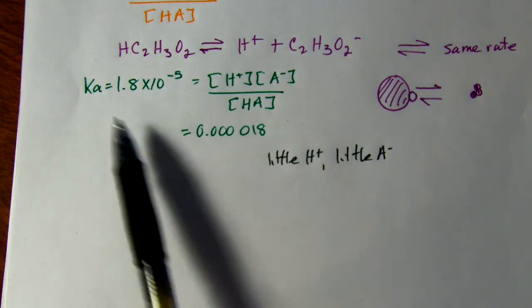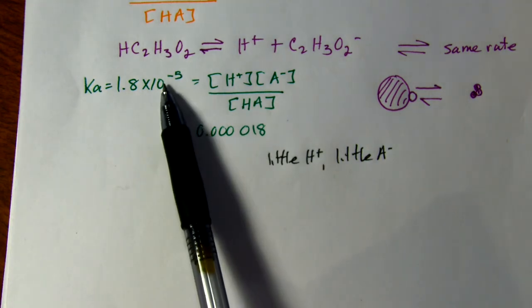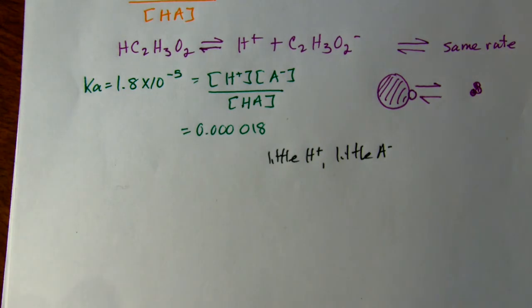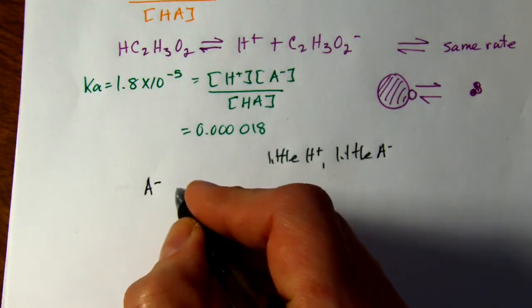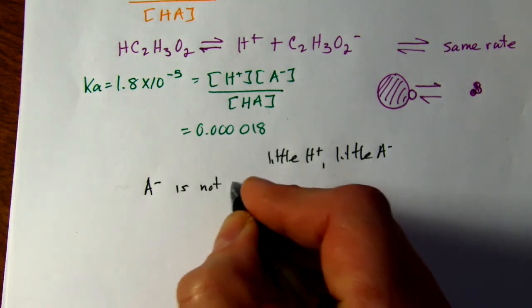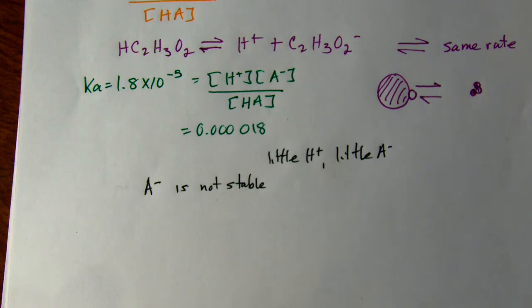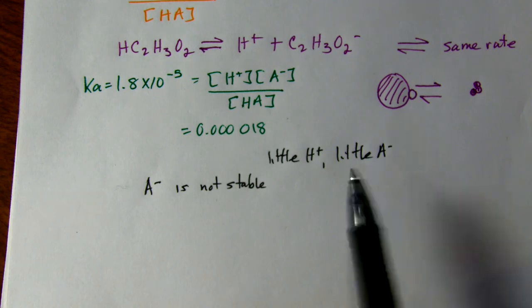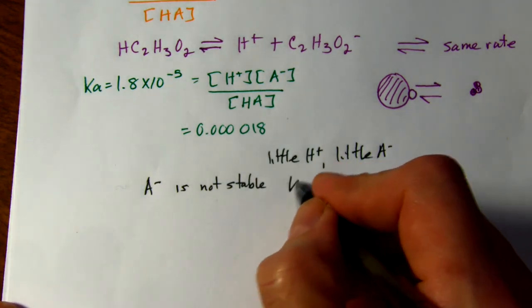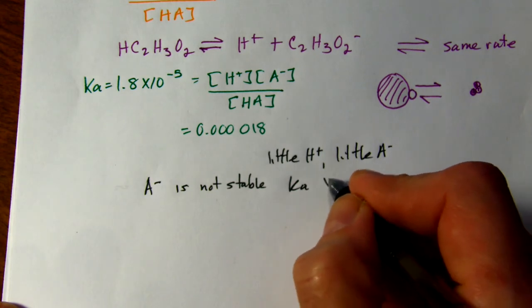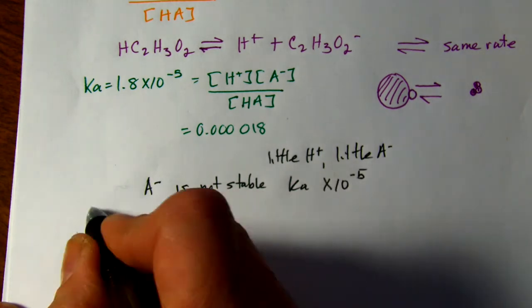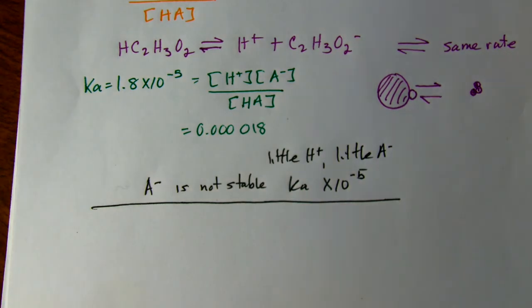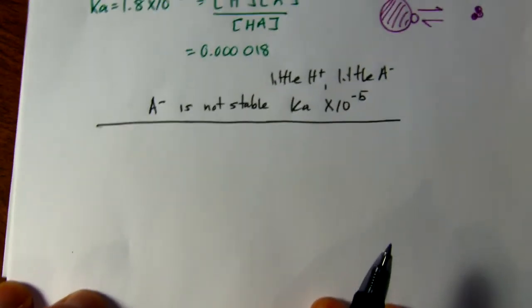So that's what this number tells us: if you have a really small number, then this A minus does not like to be alone. A minus is not stable. Okay? It's not stable. If it was, then it would be okay on its own, but it doesn't happen that way. So we need to remember this. A minus is not stable when the Ka is something like 10 to the negative 5. Now that is not quite what we talked about in AP Chem or even in second semester organic.